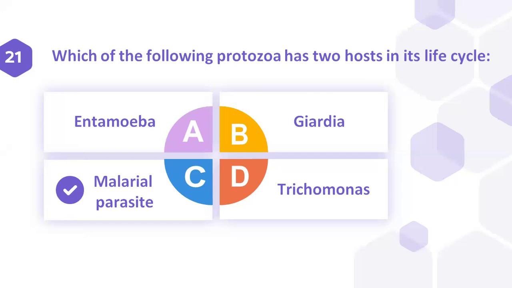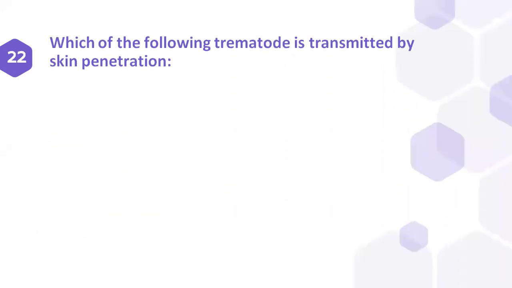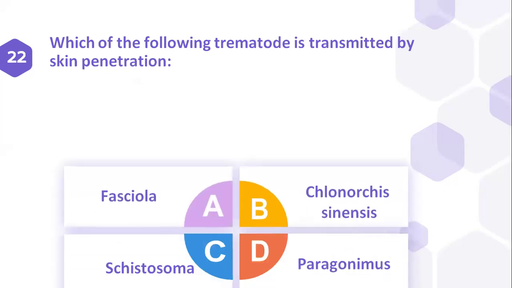So if you see other options such as Entamoeba, Giardia, and Trichomonas, they complete their life cycle only in one host, that is in the humans. Next question. Which of the following trematode is transmitted by skin penetration?